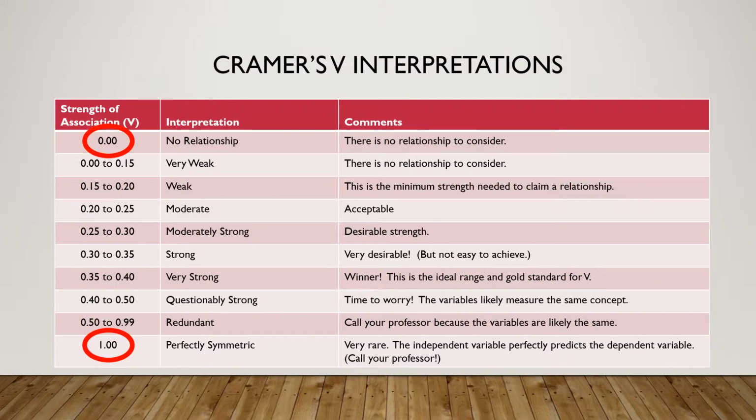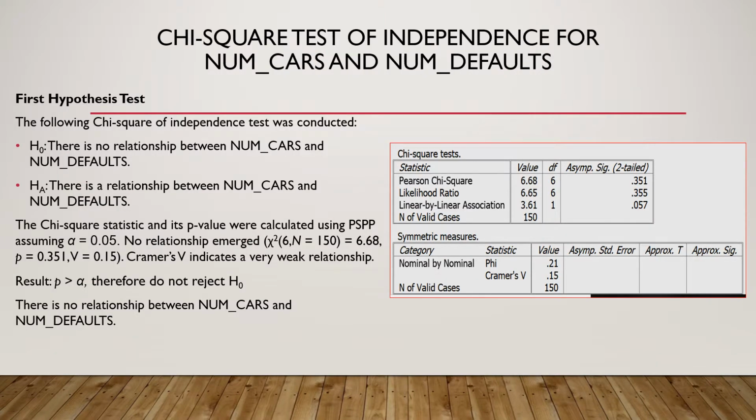As mentioned in the previous slides, the Cramer's V test ranges from 0 to +1. 0 indicates there is no relationship to consider, and 1, which is very rare, predicts a perfectly symmetric relationship. Next, we will take a look at our first hypothesis test, which is between numCars and numDefaults.